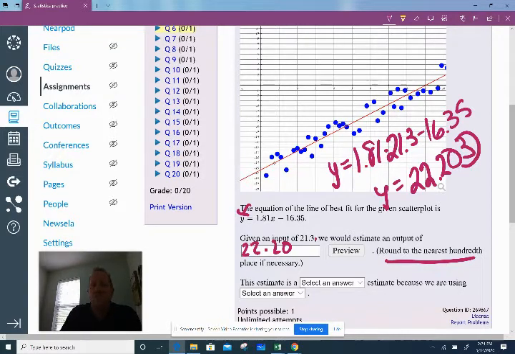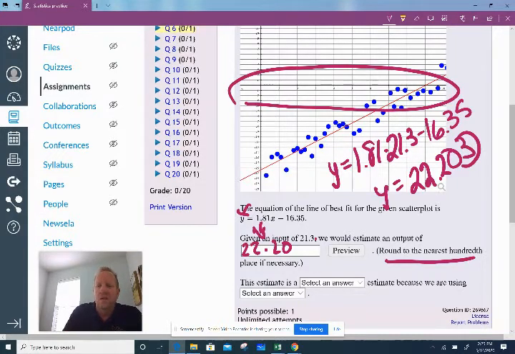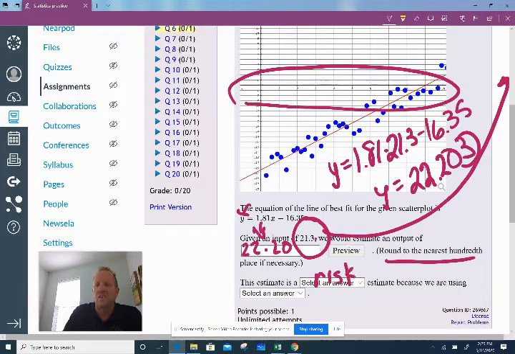Then it says, this estimate is, and then it says select. The answers are either risky or safe. Well, my table goes from 1 to 10. My number here is greater than 10, so that's someplace clear out here. So this becomes a risky estimate because I really don't know what happens outside of 10. Less than 10, I can see it happening. Greater than 10, I don't have any idea whether it will still be a good estimate.